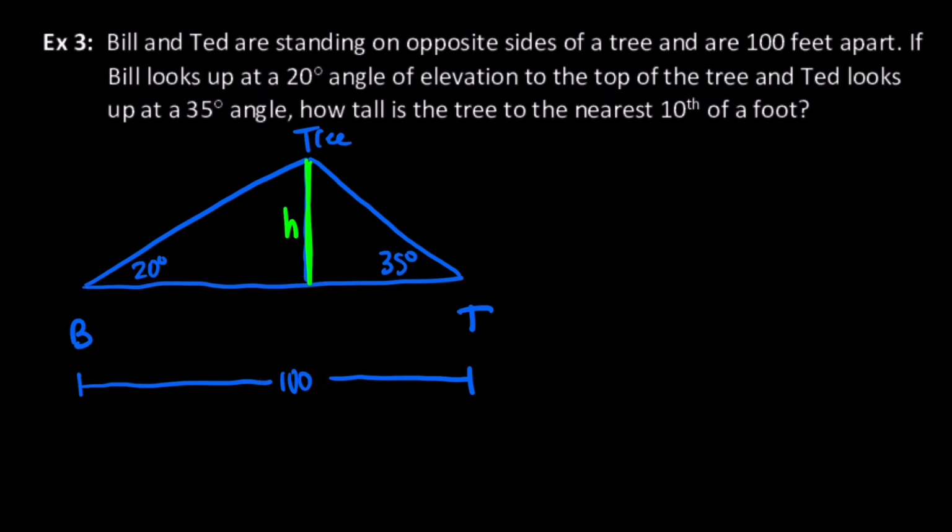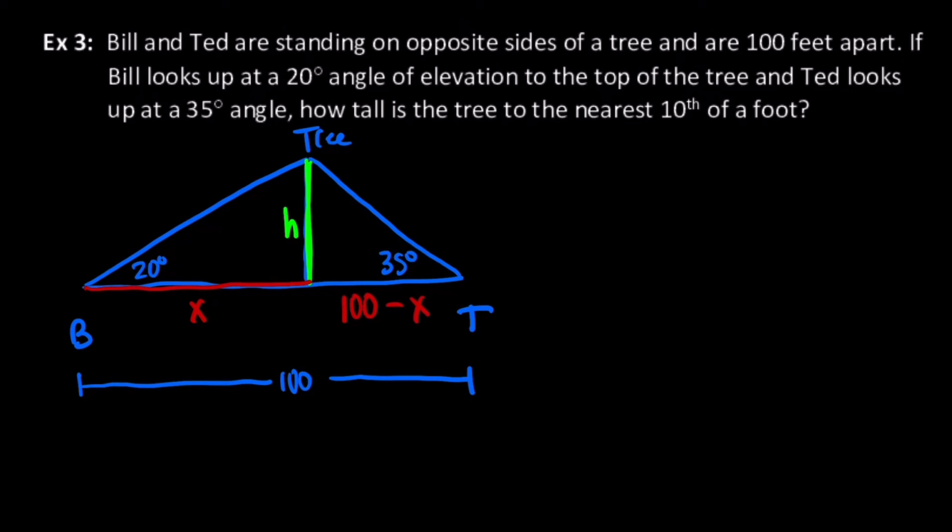So what we'll do then is create another variable. Let's call the distance from here to the base of the tree X. Well, if that's X from here to here, and from here to here is 100, how can we express this length? Well, that's simply going to be 100 minus X. So that side will be 100 minus X.